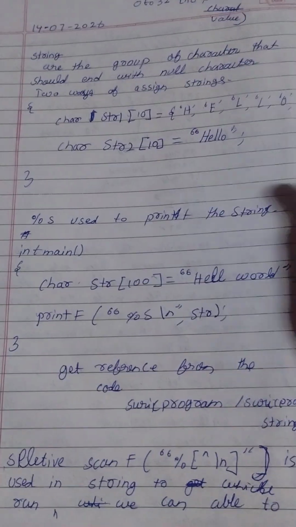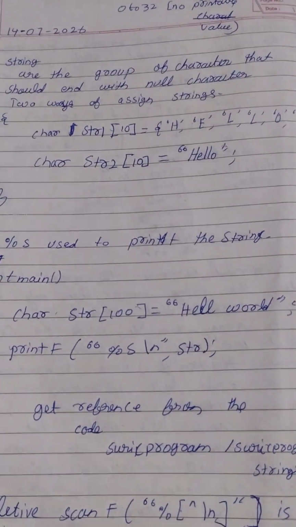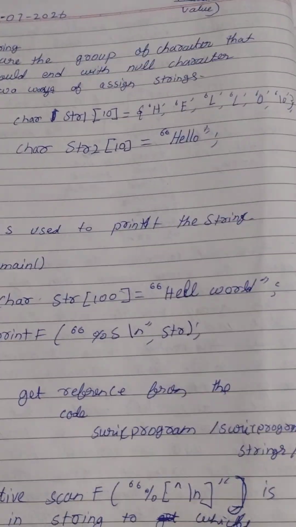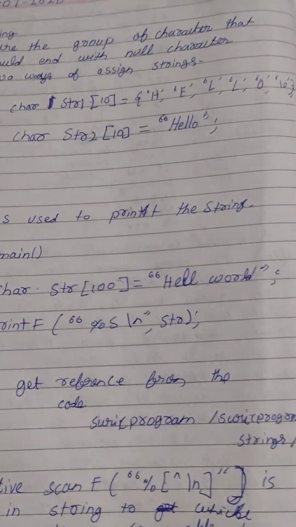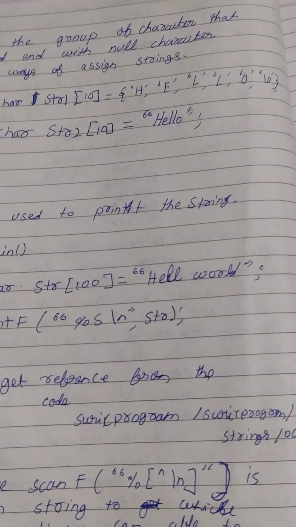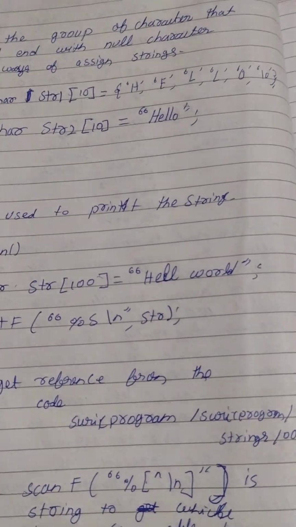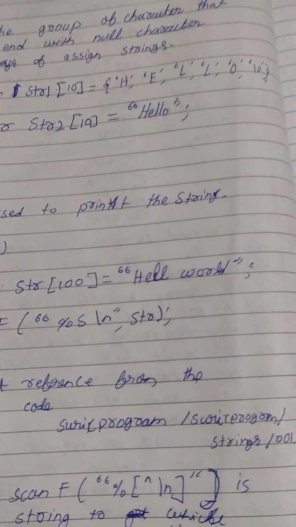Okay, today we are going to see about strings. So, what actually is a string? A string is a group of characters, as it is commonly known by everyone. But actually, a string is a group of characters that ends with a null character. So, what is a null character?